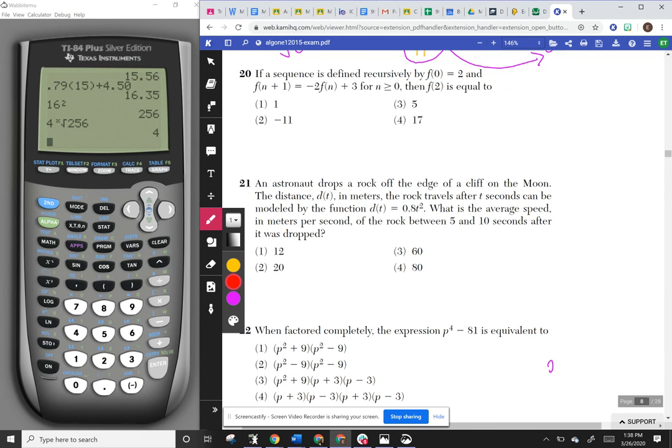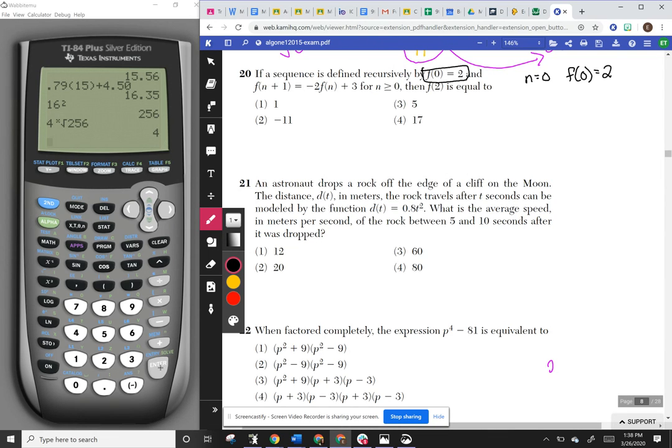20. If a sequence is defined recursively by f of 0 equals 2, and then f of n plus 1 equals negative 2 f of n plus 3, when n is greater than 0, then f of 2 is equal to what? Okay, so these are like different steps where every input in the parentheses is the step, n. So when n equals 0, we get f of 0, and they define that for us, which is 2.